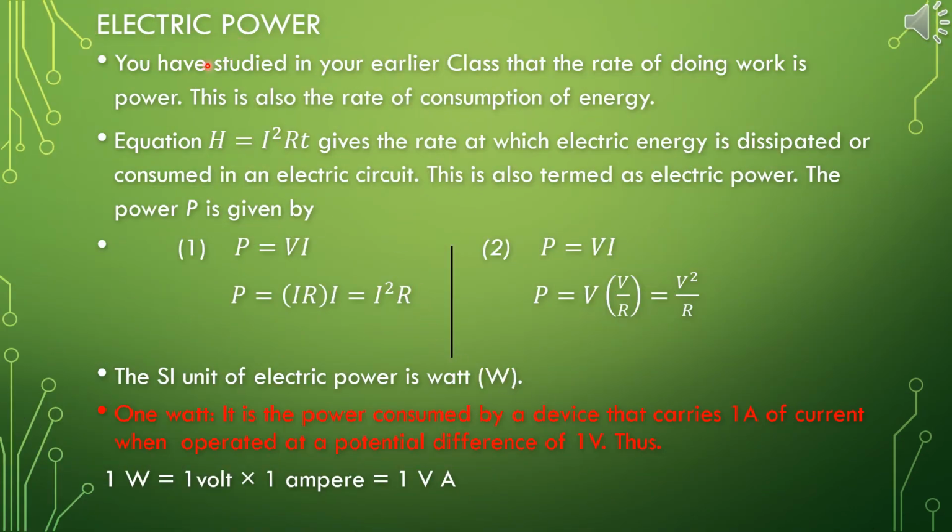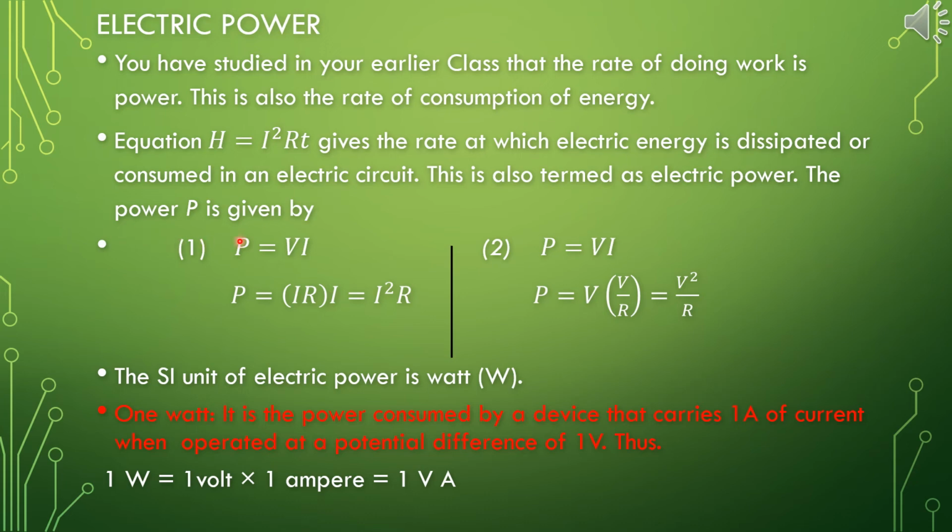Let us move to another topic, that is electric power. You have studied in an earlier class that rate of doing work is power. This is also the rate of consumption of energy in case of electricity. The equation H is equal to I square RT gives the rate at which electric energy is dissipated or consumed in an electric circuit. This is also termed as electric power.